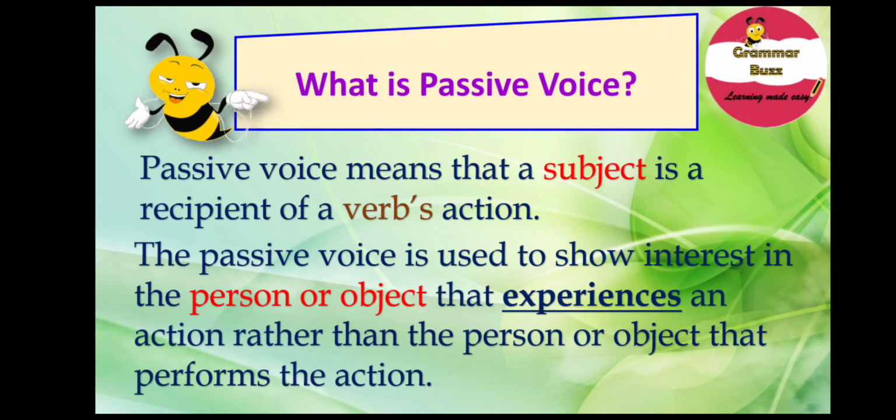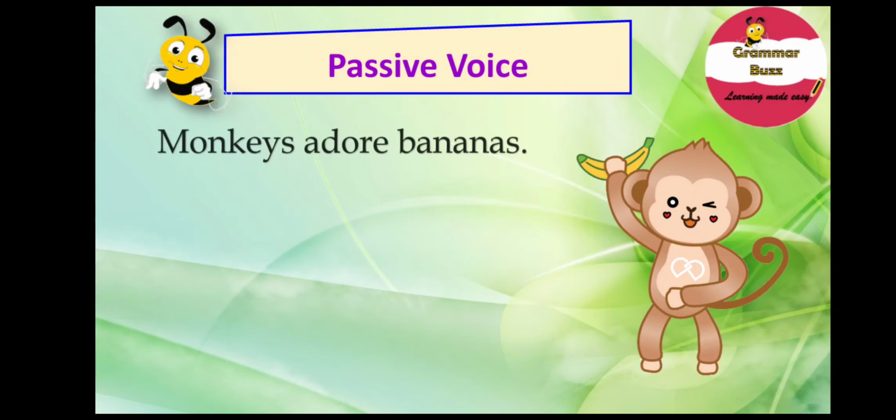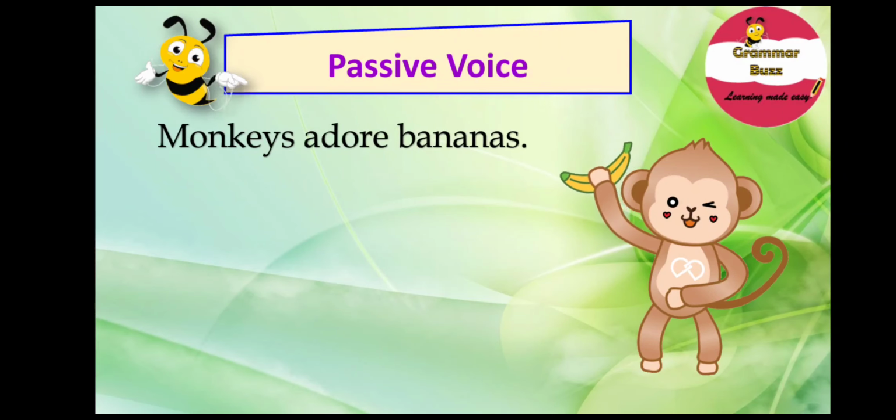Well, now let us understand this with the help of the same examples which were considered earlier. Let us take this example. Monkeys adore bananas. In this sentence, the subject monkeys are doing the action. Adores is the action word and bananas is the object of the sentence that receives the action of adores. The sentence structure is subject plus verb plus object. So this sentence is said to be in the active voice.